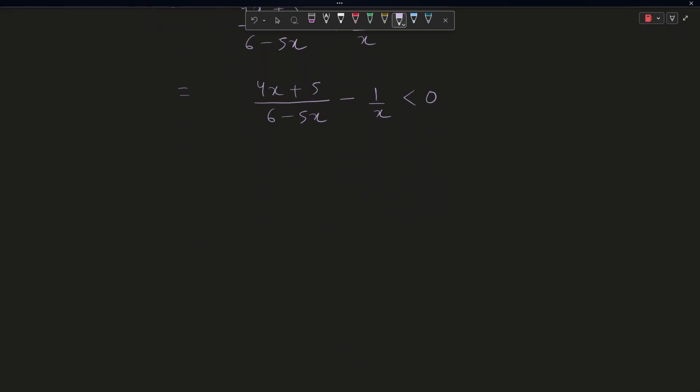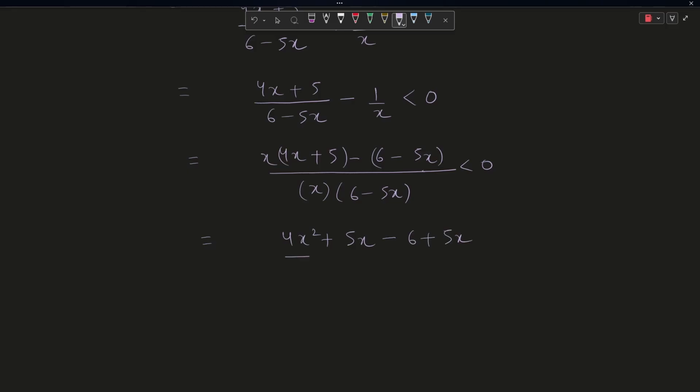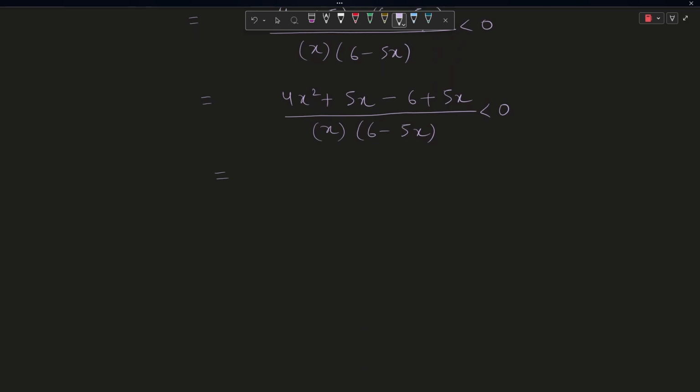We will then take the LCM. After taking the LCM, I can say x into (4x plus 5) minus (6 minus 5x) into 1, all over x into (6 minus 5x), less than 0. On solving it, I will get 4x square plus 5x minus 6 plus 5x upon x into (6 minus 5x) less than 0. Now we can write it further as (4x square plus 10x minus 6) upon x into (6 minus 5x) less than 0.